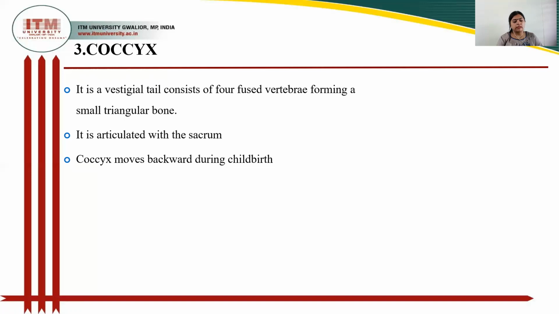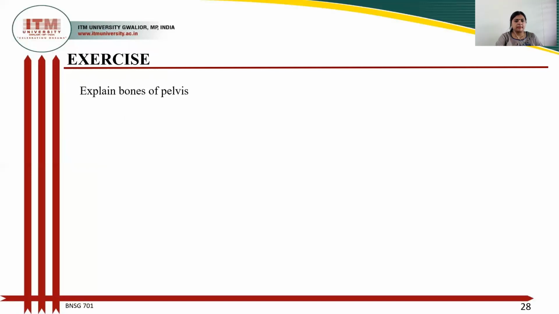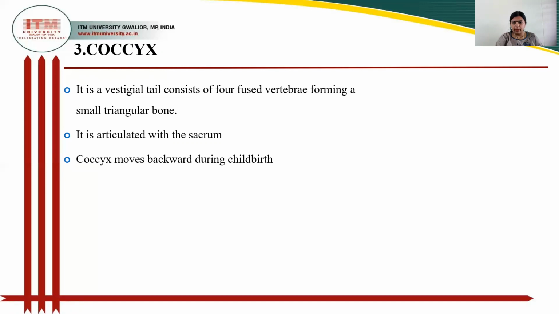But the coccyx bone moves front and back during childbirth. It is a movable bone; somewhat it is moving. So that's all about the pelvis, the main bones of the pelvis. In the next class, we are going to see the ligaments, landmarks, and diameters in the upcoming class. Thank you.